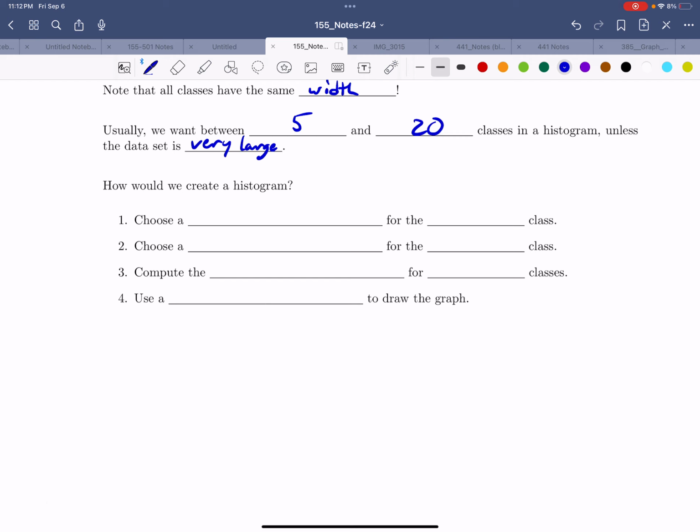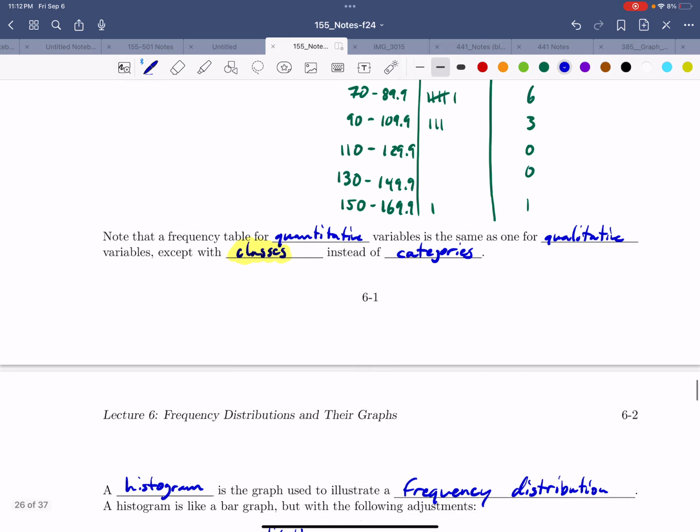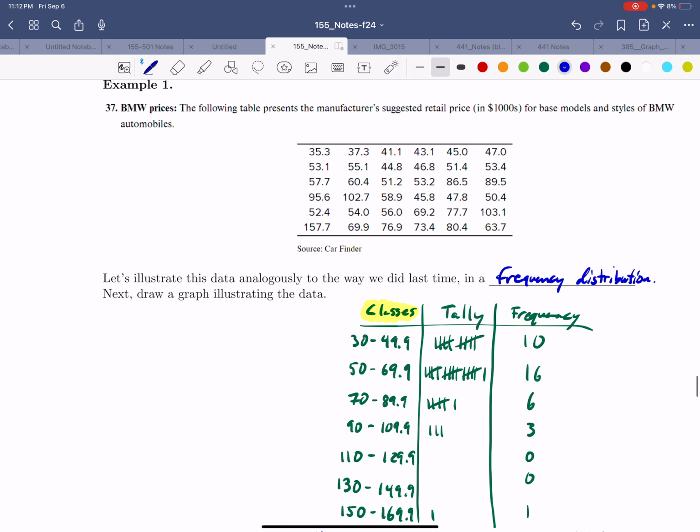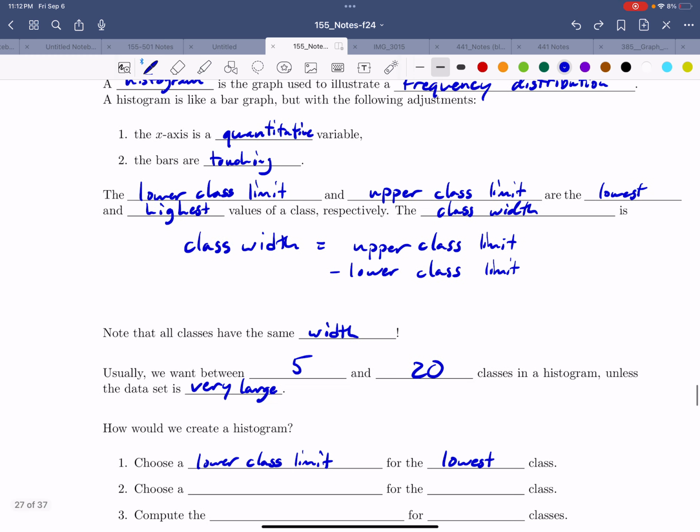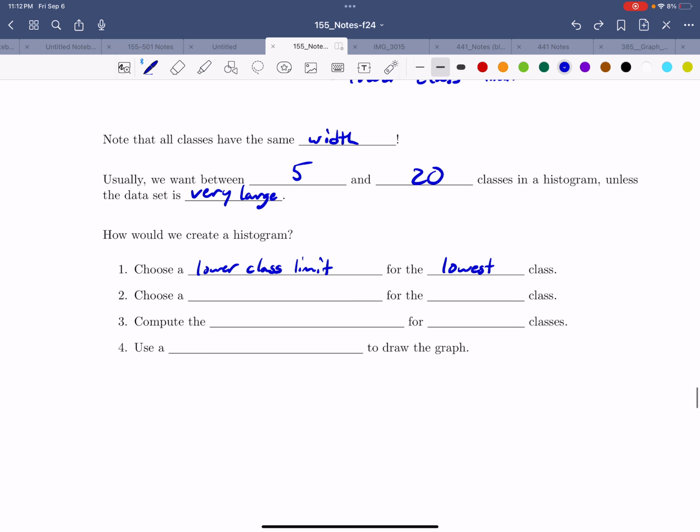Well, first we choose a lower class limit for the lowest class. And this should usually be not so bad, right? Like in the case of this data, we look at the lowest value, and it looks like it's 35.3. So probably a good lower class. I mean, you could say 35, but I would just say 30, right? A nice easy number like that.